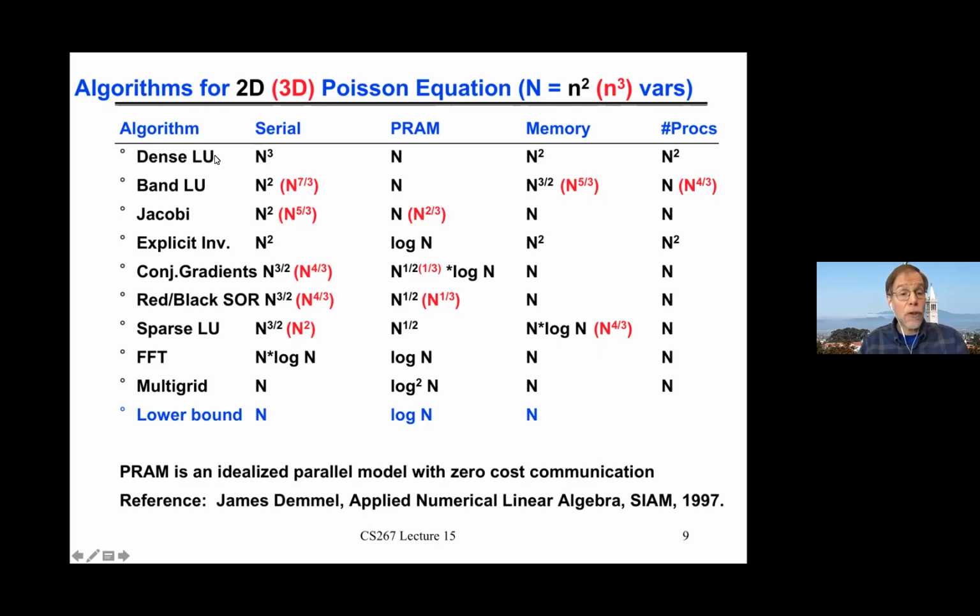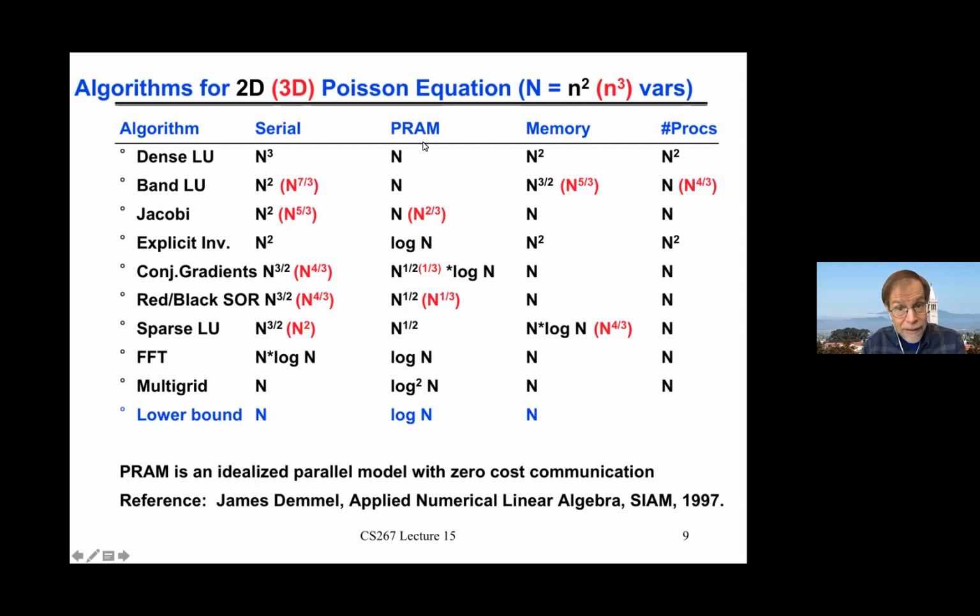And so if you just pretend it's an N by capital N linear system and use dense Gaussian elimination, it's an N cubed algorithm if you run it in the serial case. We're going to be talking about Jacobi, which gets it down to N squared, and conjugate gradients and red-black SOR, which gets it down to N to the 3/2. And then finally, you get down to the lower bound, which is constant amount of work per unknown. And so that's order N in the sequential case.